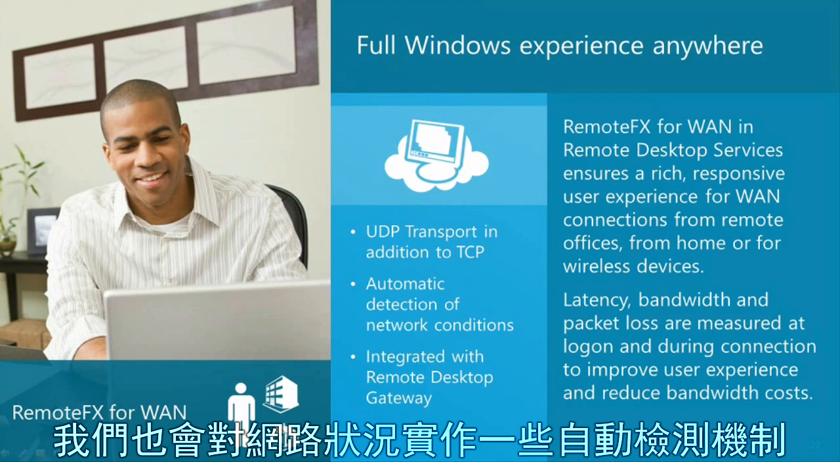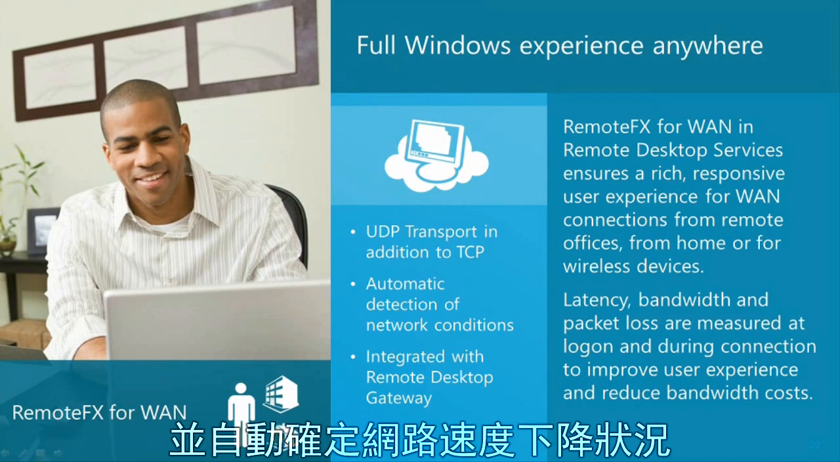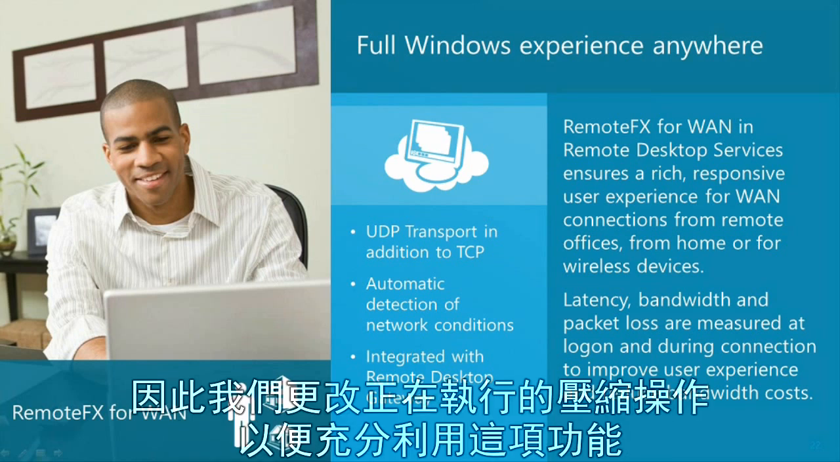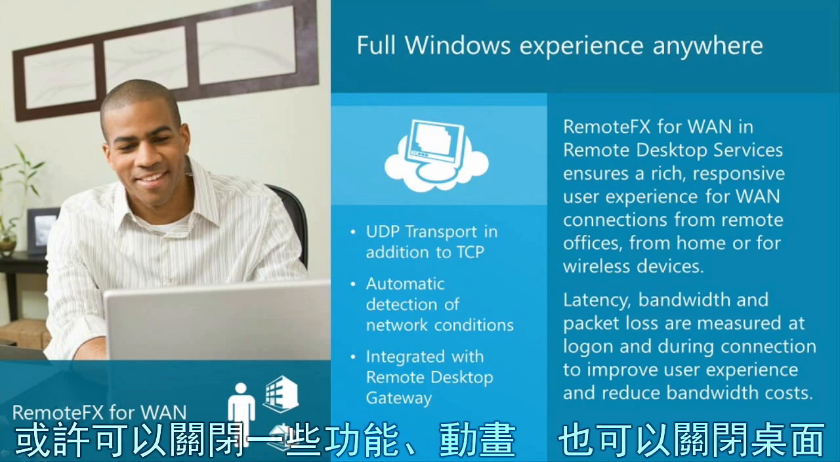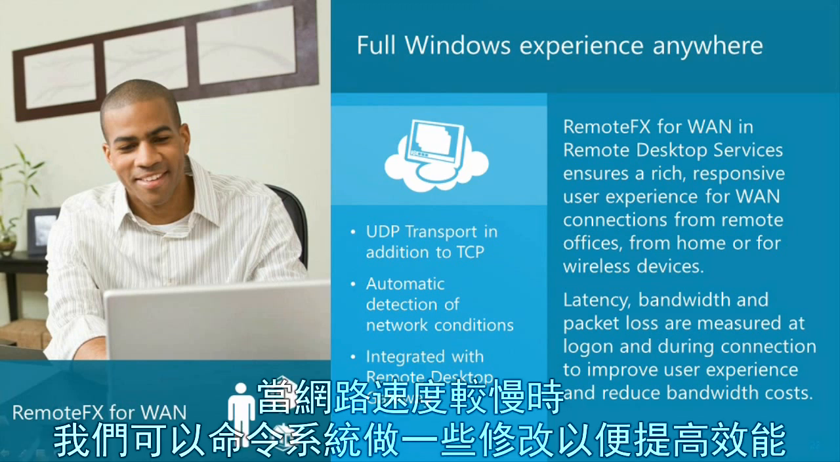We also do some automatic detection now of network conditions, and we'll automatically determine that, wow, the network speed just dropped way down. So let's change the compression that we're doing to take advantage of that. Let's maybe turn off some features, some animations, maybe turn off the desktop background. This is a slower network connection, so let's make some changes to improve performance based on that.